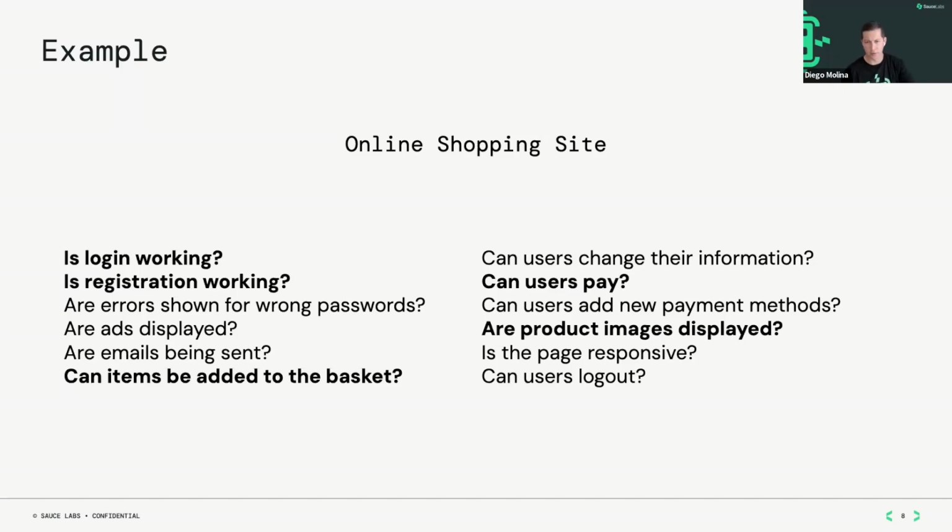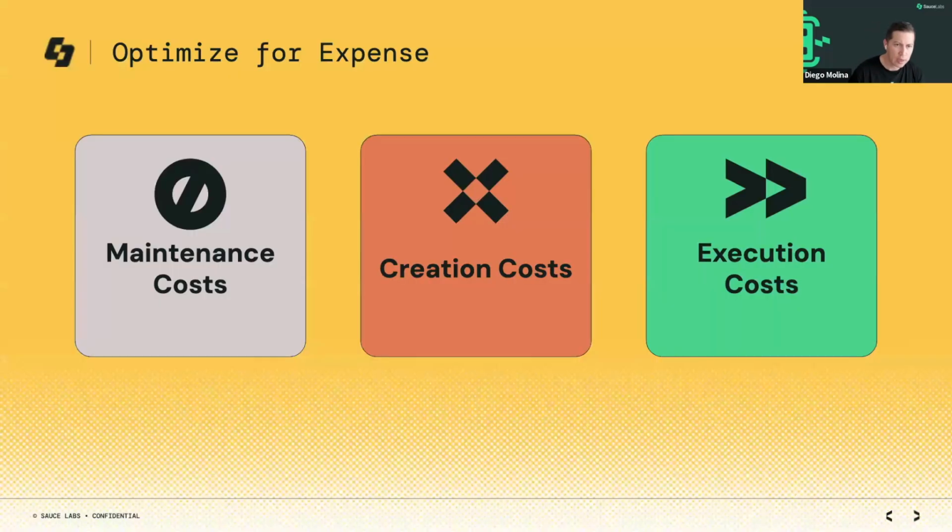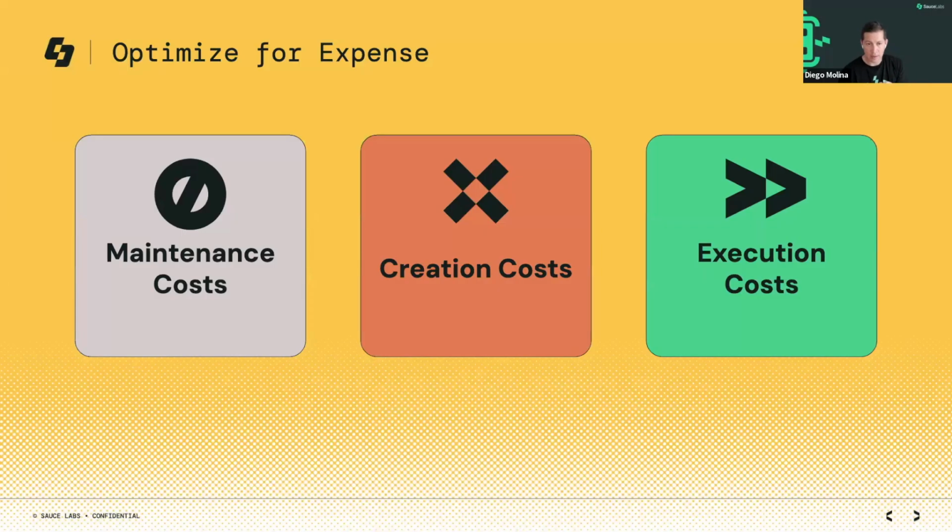It doesn't really matter if you're using Playwright or Selenium or Cypress or whatever. The problem is the same one. No tool is going to solve that part for you, because the main thing here is that the cost of maintaining tests is much higher than creating a new test and executing it.